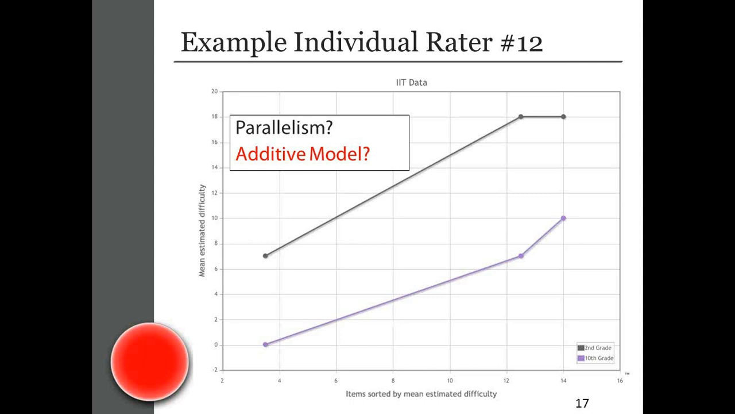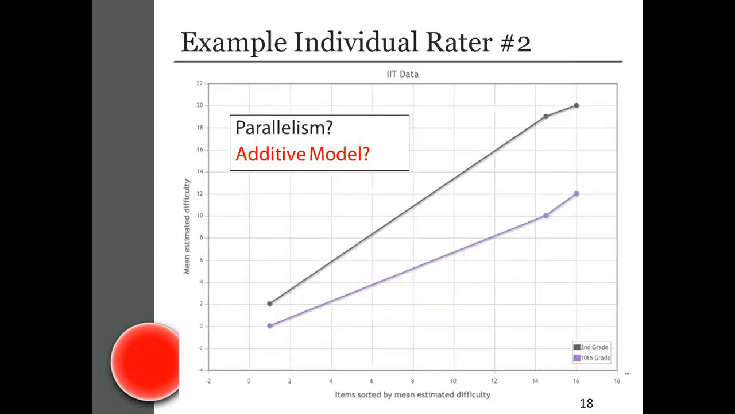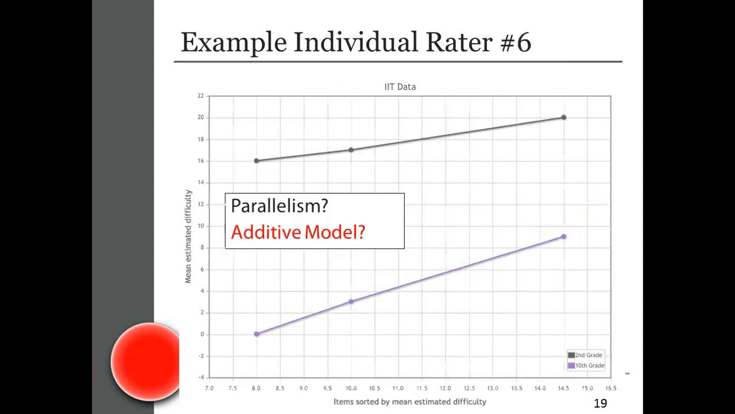So are those lines parallel? Do we have the additive model working here? Well, it's hard to tell with individuals. But let's go to the next one. So this is rater number 2 on my list. And again, are these parallel? They kind of don't look parallel. So let's go to the next one. So this is maybe a little more parallel than the others. This is rater number 6. So, graphically, things are a little ambiguous.